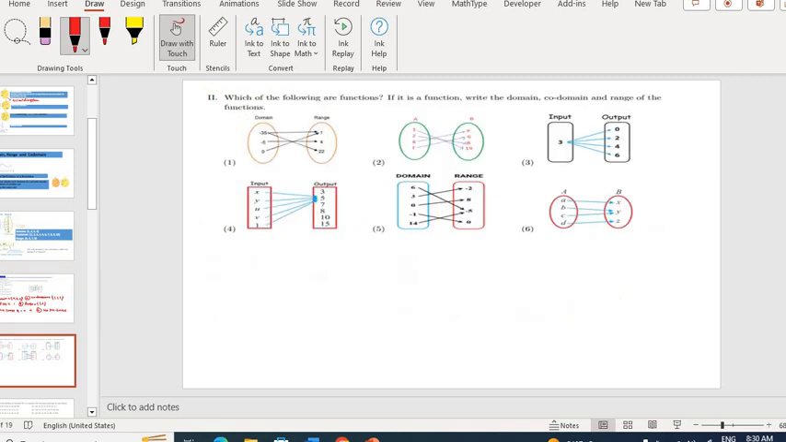Next, second question. Which of the following are functions? If it is a function, write the domain, codomain, and range of the function. So I'm going to check how to write that. First we need to check whether it is a function or not. Minus 35 has two images, 1 and 22. That means minus 35, the domain element, has range values 1 and 22. That means the domain is repeating. See here, minus 35 comma 1, minus 35 comma 2. So this is not a function. Question number 1, not a function.